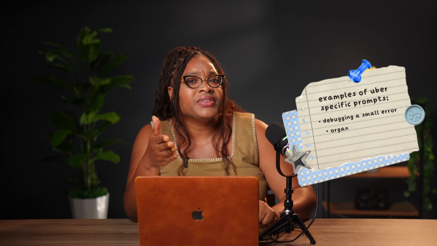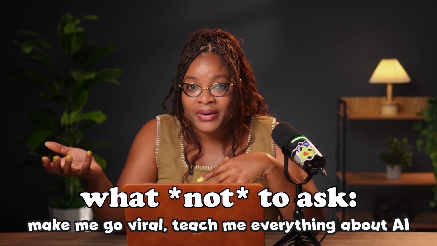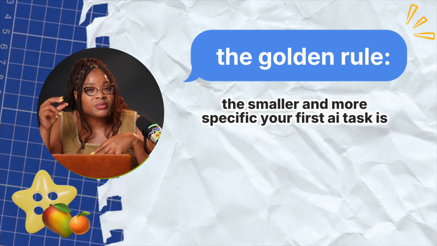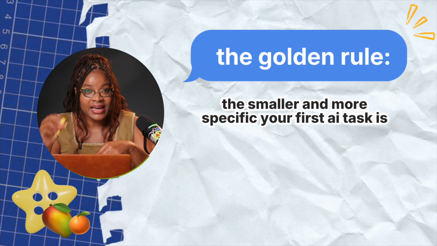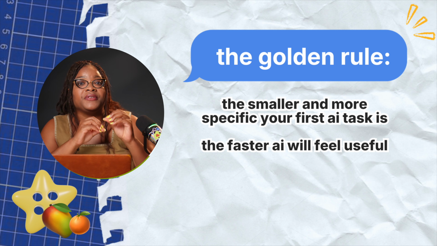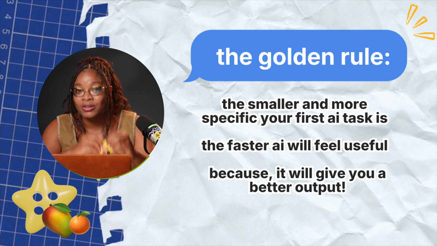And number 2, get uber specific about what you want and don't hold back. So summarizing meeting notes, turning rough ideas into an outline, creating a weekly planning system, debugging a small error, organizing research, or turning a messy task into clear next steps, and not automate my entire business, build a full app, replace my whole workflow, make me go viral, teach me everything about AI. My golden rule is, the smaller and more specific your first AI task is, the faster AI starts to feel useful because it will give you a better output.